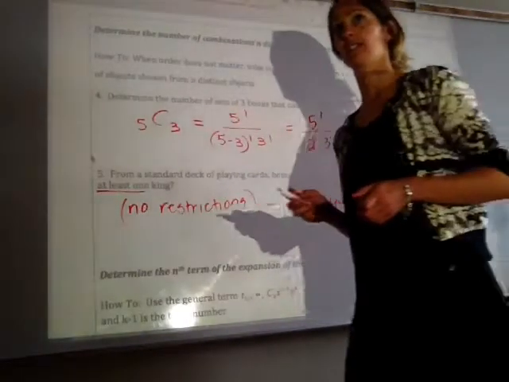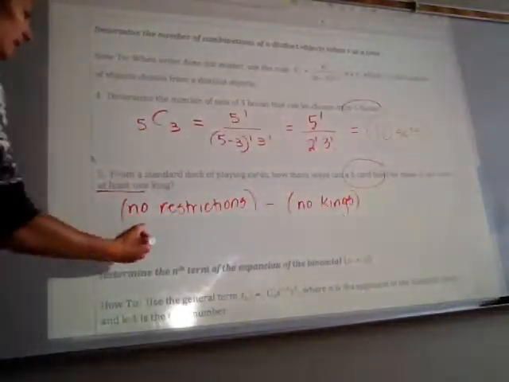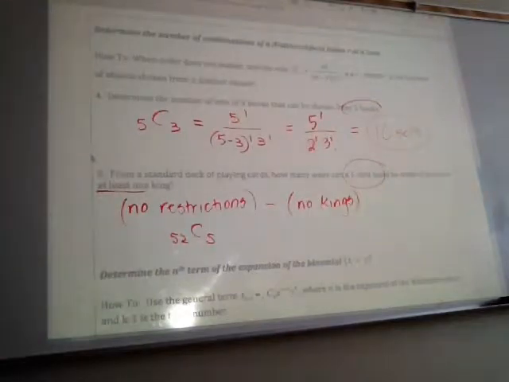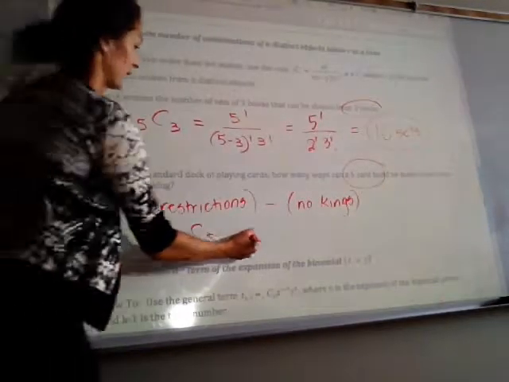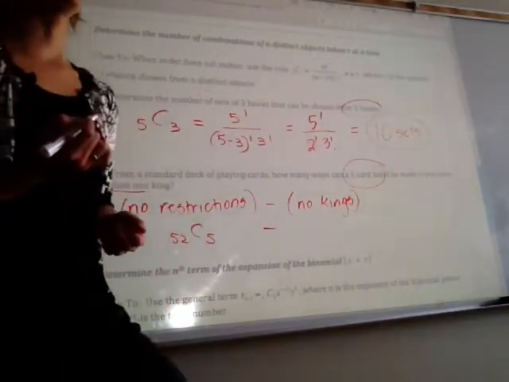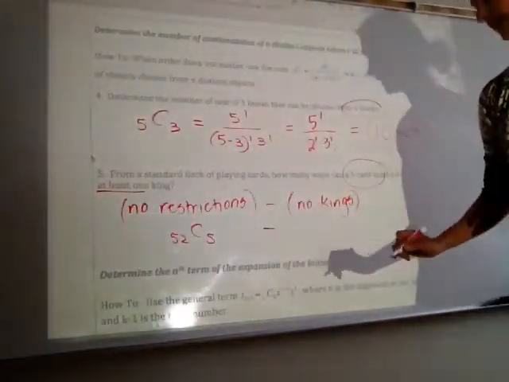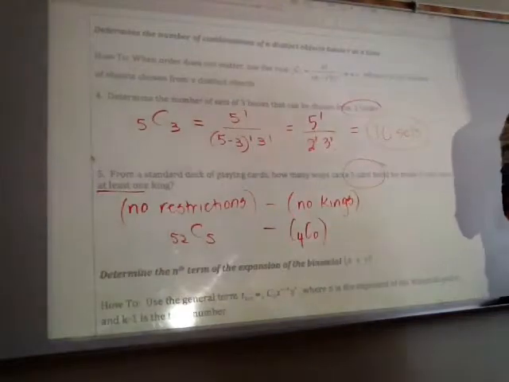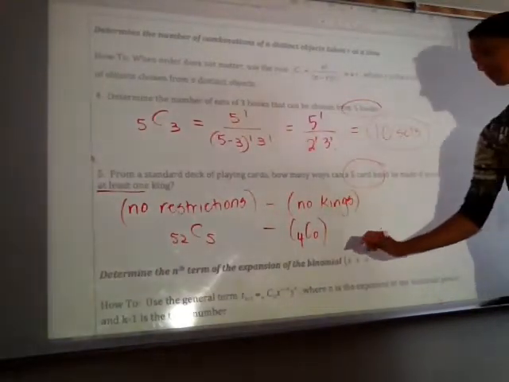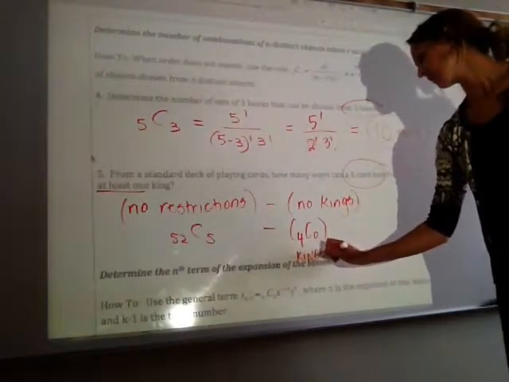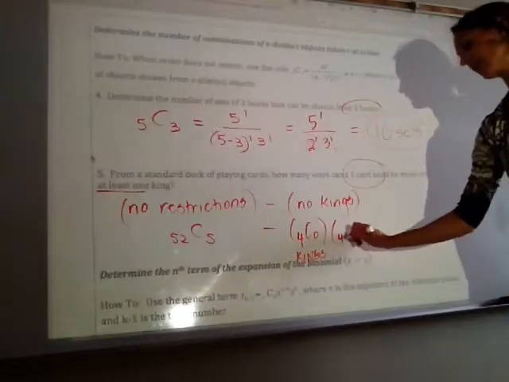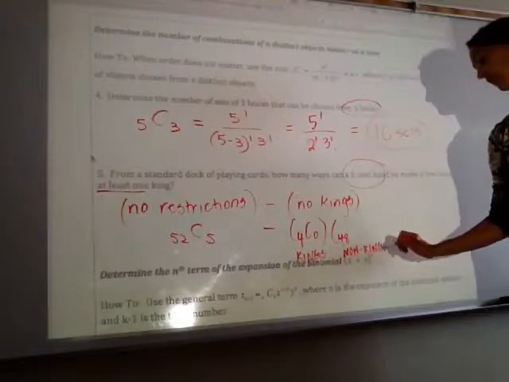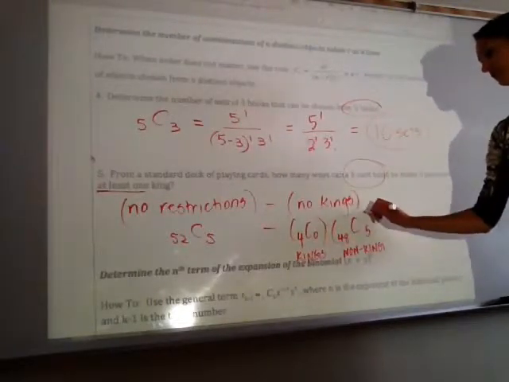So no restrictions. We have 52 cards in a deck. We need to choose 5 of them. Okay, we're going to subtract the possibility of no kings. We have 4 kings in a deck. We have to choose 0 of them. Once we take the 4 kings out of the deck, we have 48 cards left. And of the non-kings, we have to choose 5 of them.